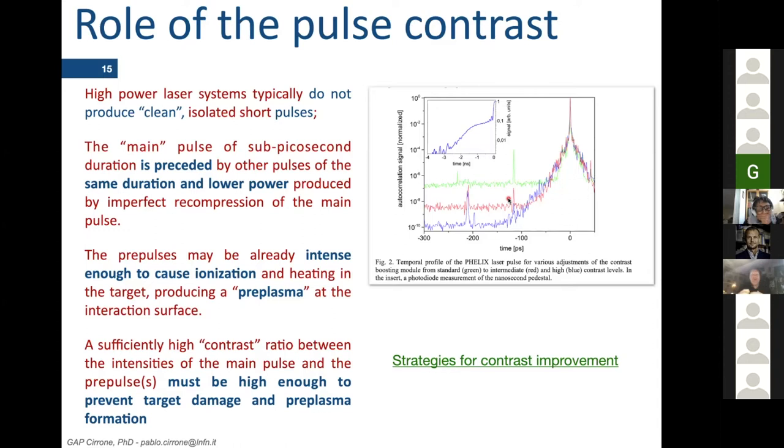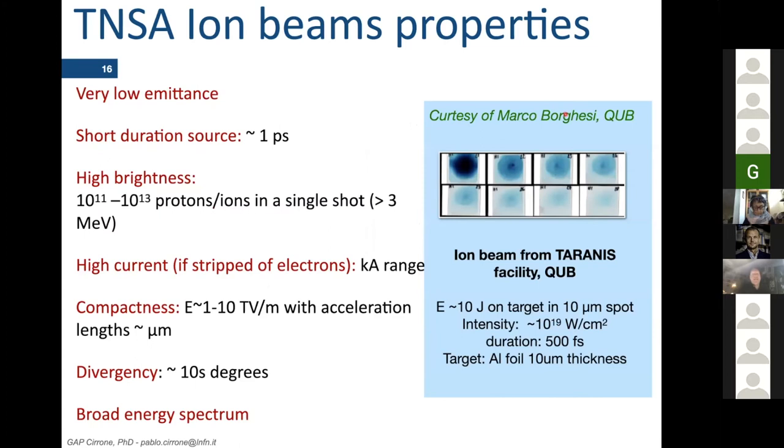So there are today many strategies. I just want to show this slide to give you the feeling that there are many aspects of a laser system that must be controlled in order to get acceleration, and the pulse contrast is one of the most important. As a general rule, the higher the contrast, the higher the quality of the proton and ion beams that we are able to accelerate.